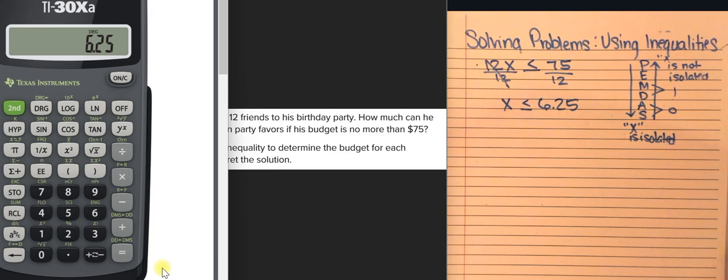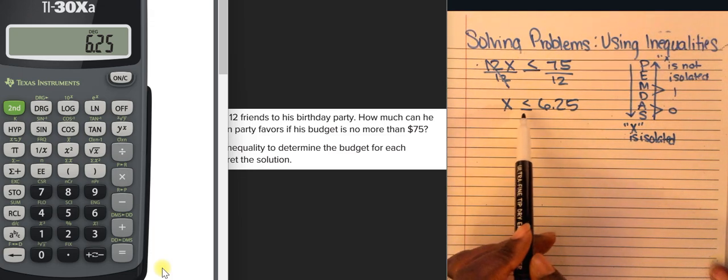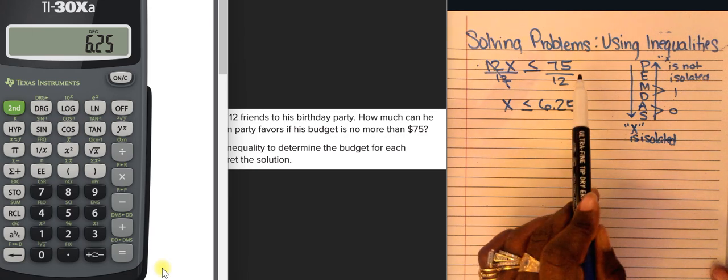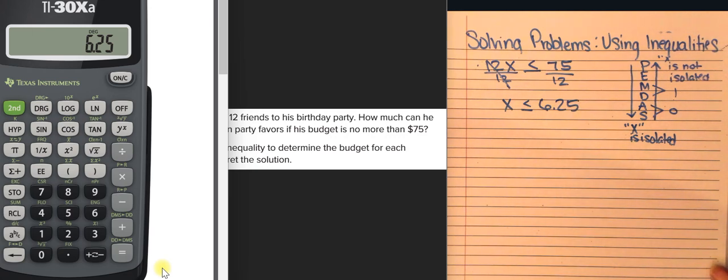All right, so what this tells me is that the amount of money that he spends has to be less than or equal to $6.25 for him to stay within that budget of $75.